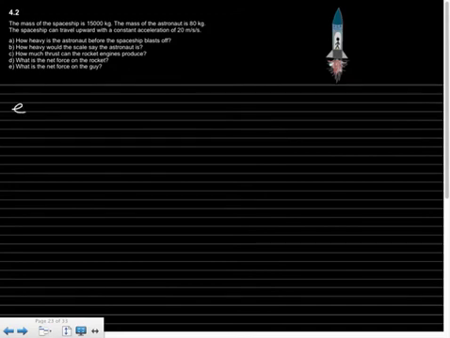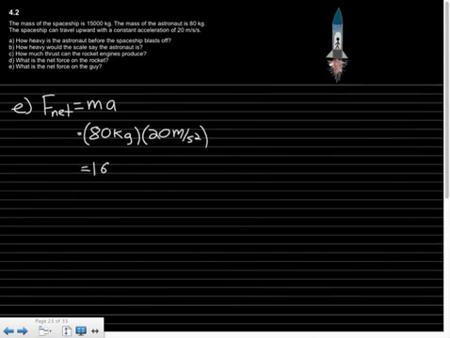Part E, the net force on the guy is going to equal M times A. The mass of the guy is 80 kilograms. And we've already calculated this, I'm just showing you how to do it. You could do the same thing for Part D as well. 80 kilograms times the acceleration, 20 meters per second squared, equals 1,600 newtons. There's the net force on the guy. All right, any questions on that? All right, cool deal.